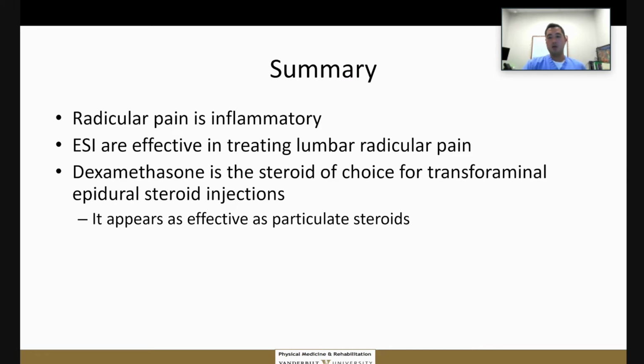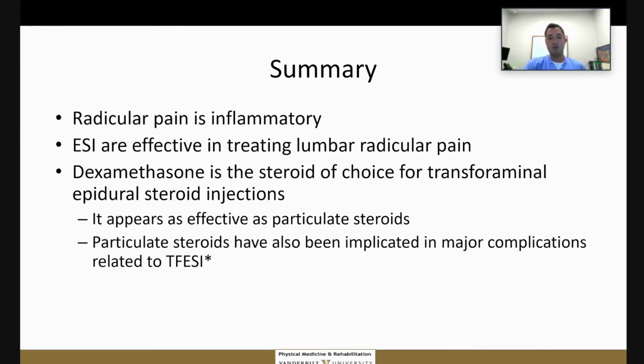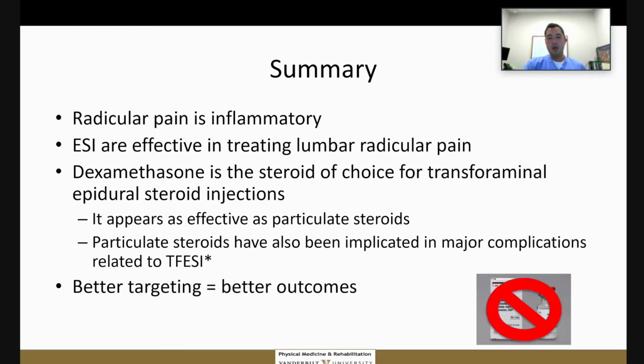Studies have shown that they're as effective as particulate steroids. So in order to minimize the risk, dexamethasone is going to be the most common steroid encountered. As I mentioned, having imaging is important because it helps you target where you need to place the medication. There's evidence to show that better targeting has better outcomes. And as I tried to explain very briefly, not all epidural steroid injections are the same.